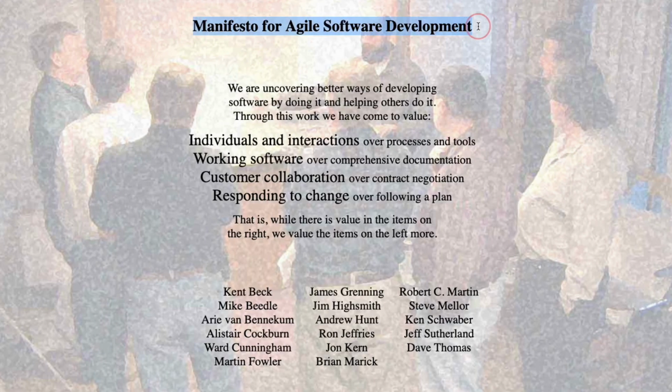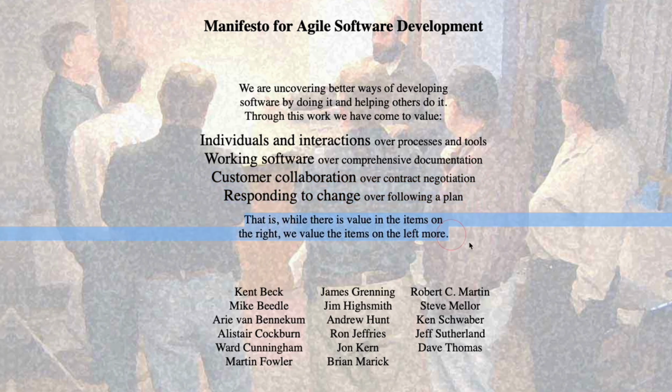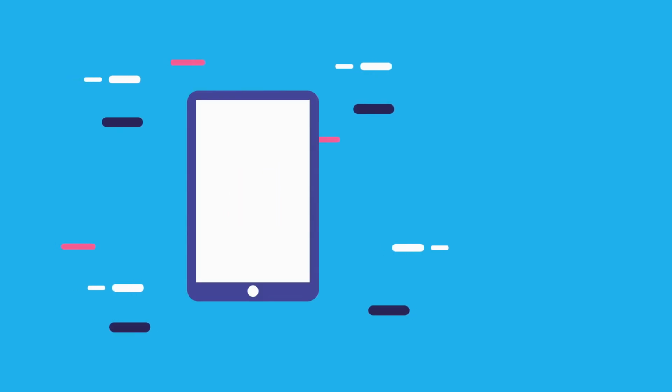Now, if you're not familiar with it, Agile is based upon 4 values from the Agile Manifesto. First, individuals and interactions over processes and tools. Second, working software over comprehensive documentation. Third, customer collaboration over contract negotiation. And number 4, responding to change over following a plan. There's a lot to unpack here, but the main idea is that Agile prioritizes quick delivery to the customer, adapting to change, and prioritizing team collaboration to get the work done.